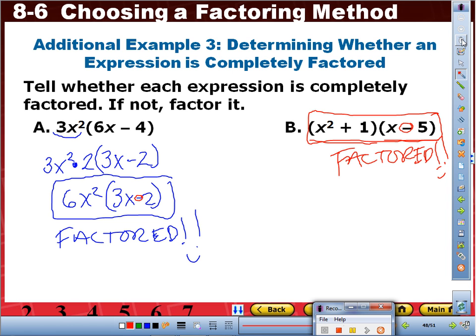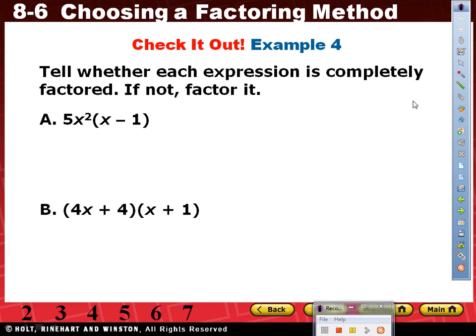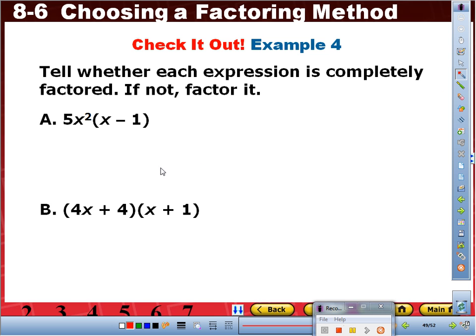Number 4, copy this one down, please. 4a and 4b. For 4a, they give us 5x squared times x minus 1. And for 4b, they give us 4x plus 4 times x plus 1. See if you can do those by yourself. I'll give you a little bit of time, and then I'll go over it. Go.